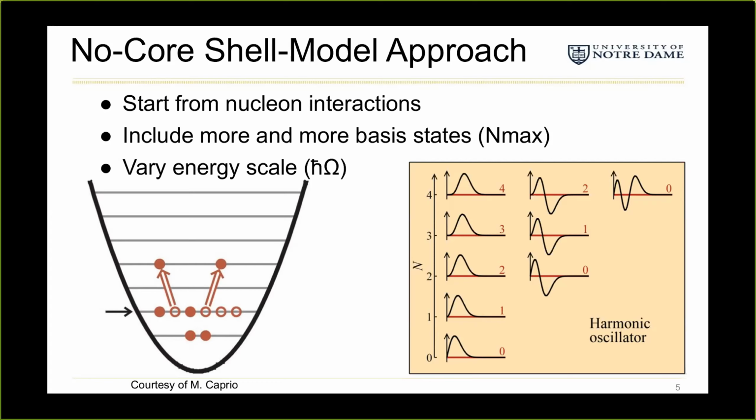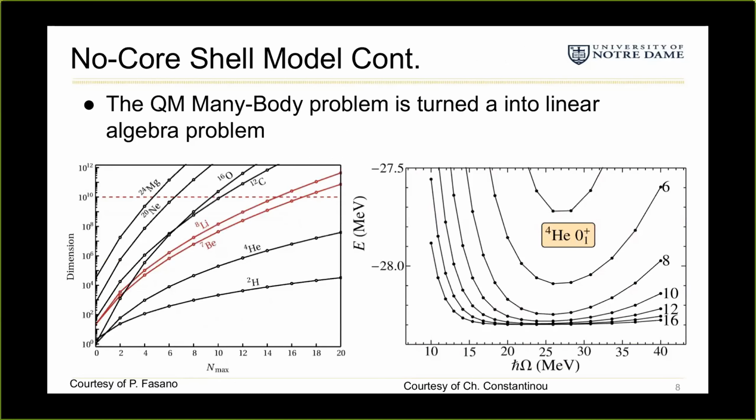Something else that's varied is the energy scale, which is shown here by h bar omega, and that affects the shallowness or deepness of the potential well that the nucleons are placed in. Practically speaking, that also changes the shape of the wave functions used. So that's another parameter that's varied, to try to match the natural length scale of the nucleus.